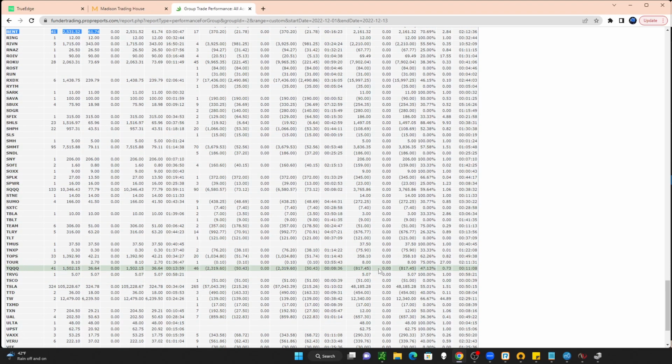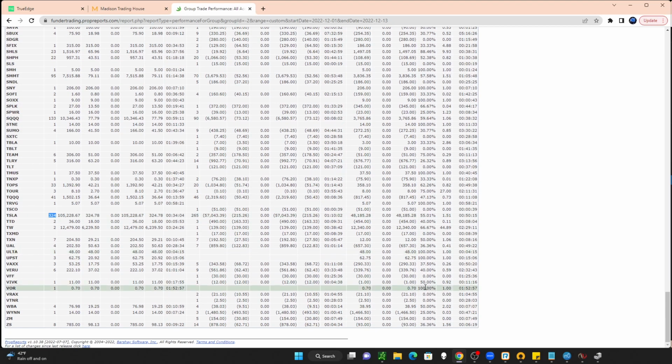TQQQ, not so good. So looks like most of you are doing better when the market's going down than up when it comes to these. Tesla, wow, 324 trades, and of which 1.51 to 1, 55% win ratio, batting average. That's good. That's a big gainer for us.